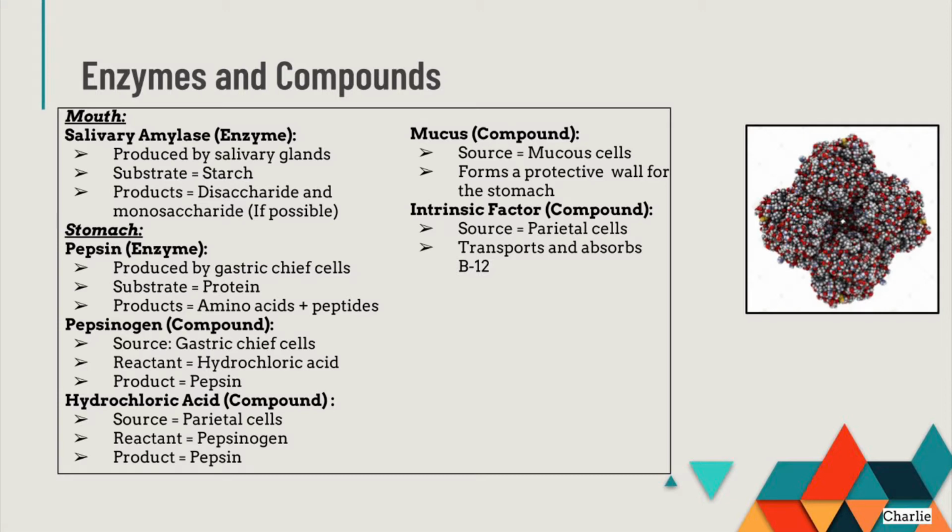Pepsinogen is a compound and an inactive form of pepsin. Its source is gastric chief cells, its reactant is hydrochloric acid, and it produces pepsin. Hydrochloric acid is a compound which is produced by the parietal cells, and its reactant is pepsinogen, and its product is pepsin. Mucus is a compound and its source is the mucous cells, and it forms a protective wall for the stomach. This is very important because it protects the stomach from digesting itself. Lastly, there is intrinsic factor, which is a compound, and its source is the parietal cells, and it transports and absorbs vitamin B12, which is very important for the body.